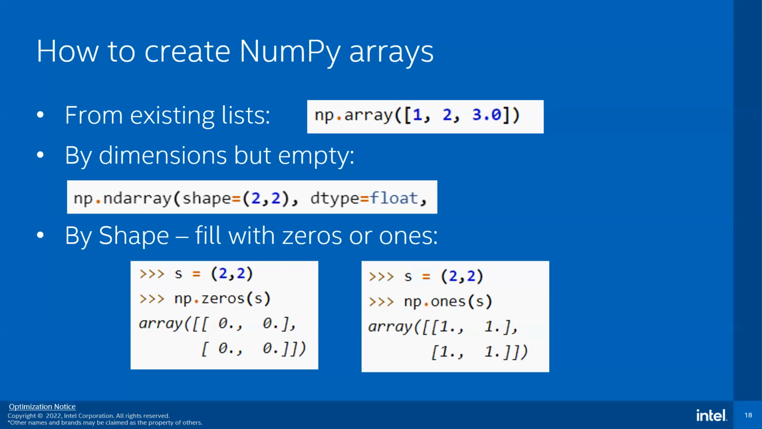Now, you notice that up here in the top line, I didn't give it a type, and I think it defaulted to float in this particular case. Down here, I can explicitly control the type that it is.